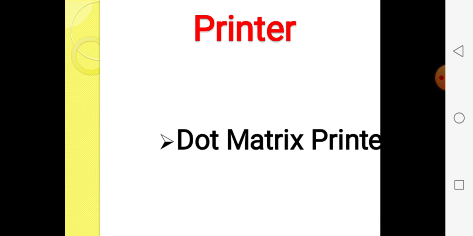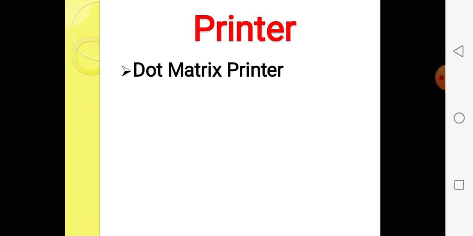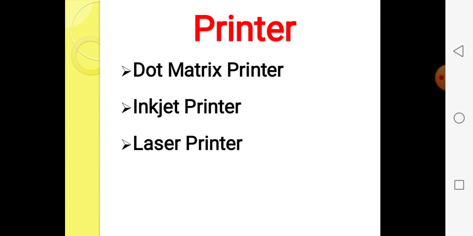Now let's see the printer. What does a printer do? It takes out a print. Whatever we type, we get the output of that. And there are mainly three types: dot matrix printer, inkjet printer, and laser printer. These printers are used to take out a copy from the computer.